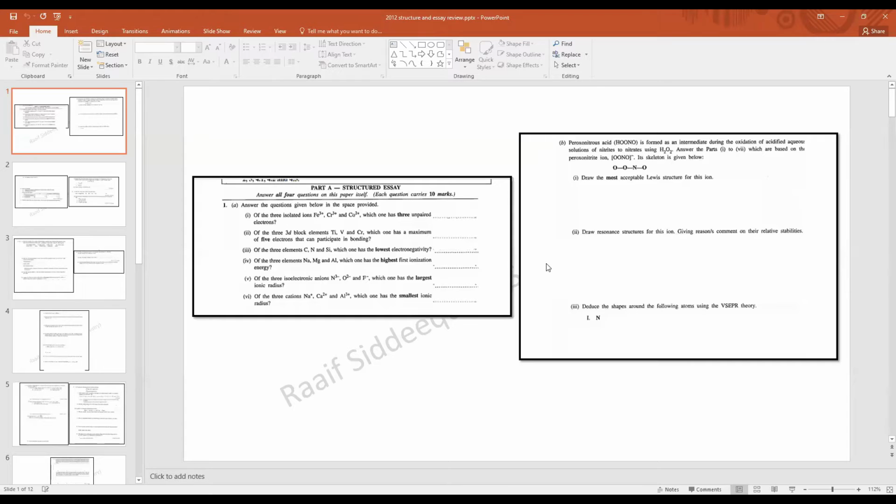That is OONO minus. Okay, so the easiest way, what we do: if you are an expert, you can just draw the Lewis structure, but I don't recommend you to draw like that. So first we count the valence electrons: 6, 12, 18. 18 plus 5 is 23. 23 plus 1 is 24. So we divide 24 by 2.